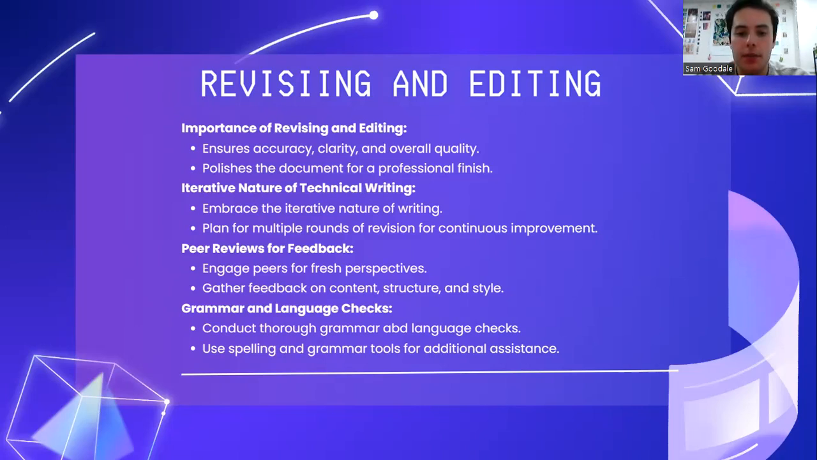And collaboration comes into play throughout the editing process. You should engage with your peers for fresh perspectives. They bring a different lens to your work and provide valuable feedback on content structure and style. So grammar and language checks are really non-negotiable. In technical writing, you must conduct a thorough review. You can leverage spelling and grammar tools for additional resources. And these really ensure that your document is entirely free from language-related errors.